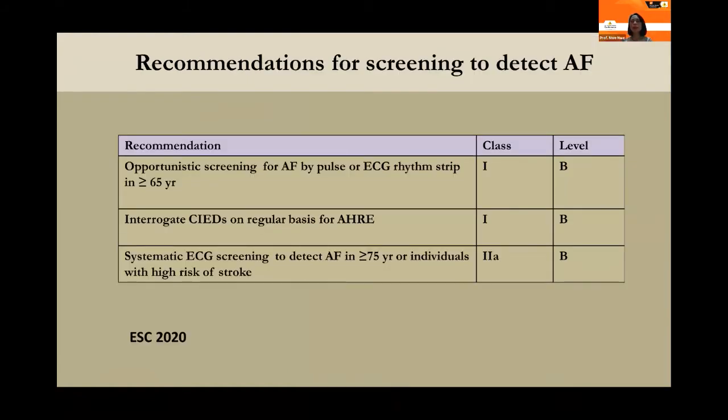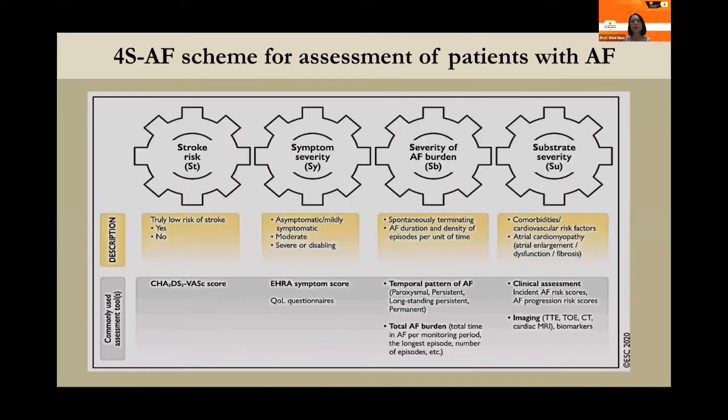The recommendation for screening and detection of atrial fibrillation in ESC 2020 is a class 1 recommendation. For example, atrial fibrillation detected by palpation of the pulse or an ECG rhythm strip by any device after the age of 65 years, or interrogation of the CIED for the detection of atrial high rate episodes and atrial fibrillation. These are class 1 indications. For class 2A, patients 75 years of age or patients at high risk of atrial fibrillation, using systematic ECG screening to detect atrial fibrillation is a class 2A recommendation.